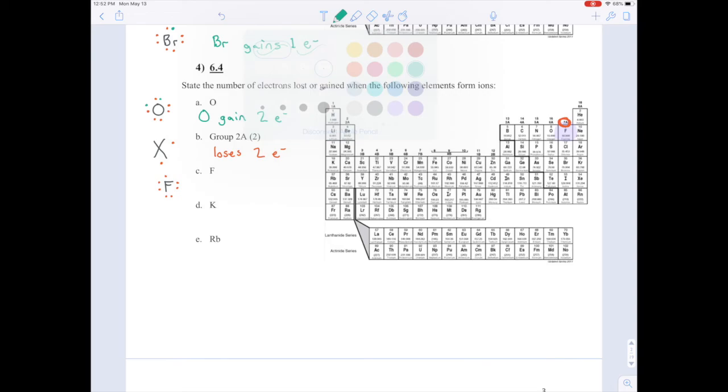Fluorine only has 1 unpaired electron. So to get all its electrons paired, it could either gain 1, the green dot, or lose 7, the orange dots. Always go with the lower number, and so fluorine will gain 1 electron, the green one in that Lewis dot symbol.